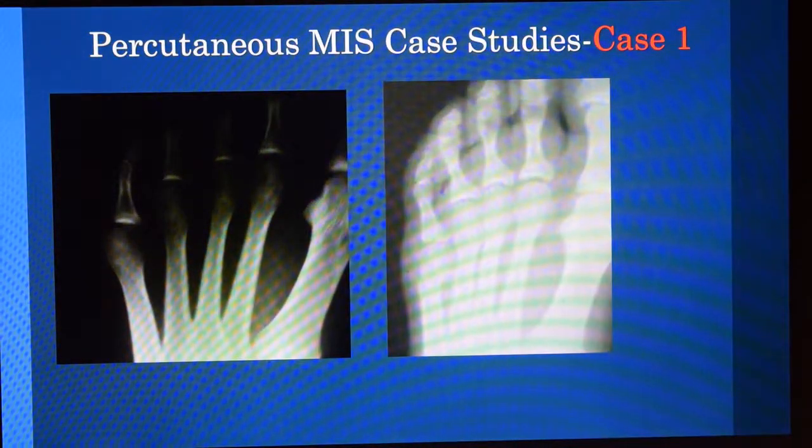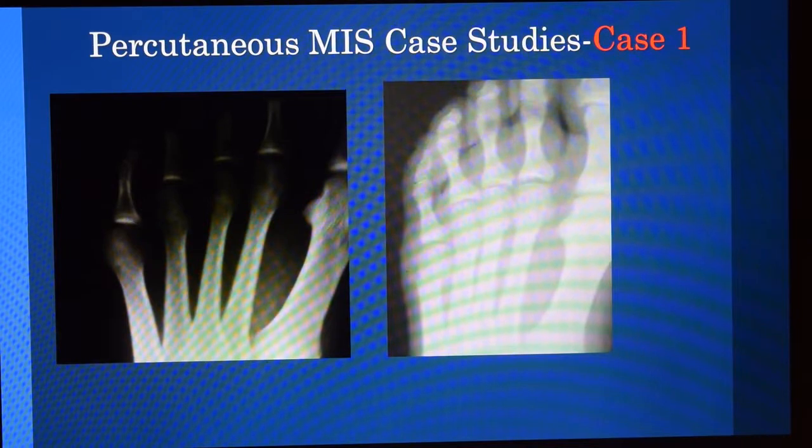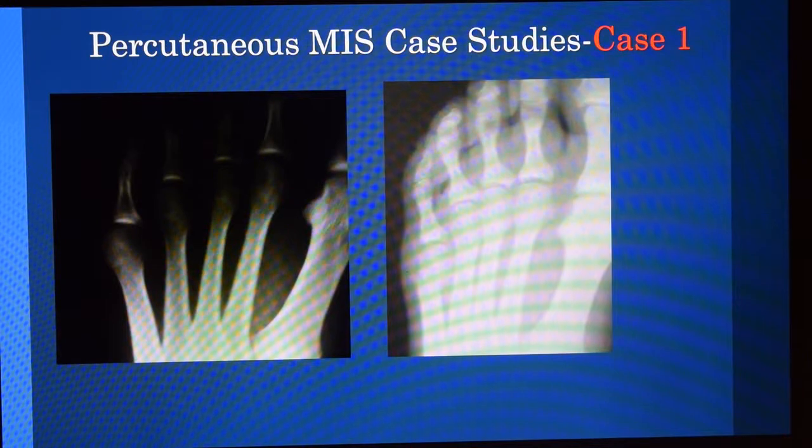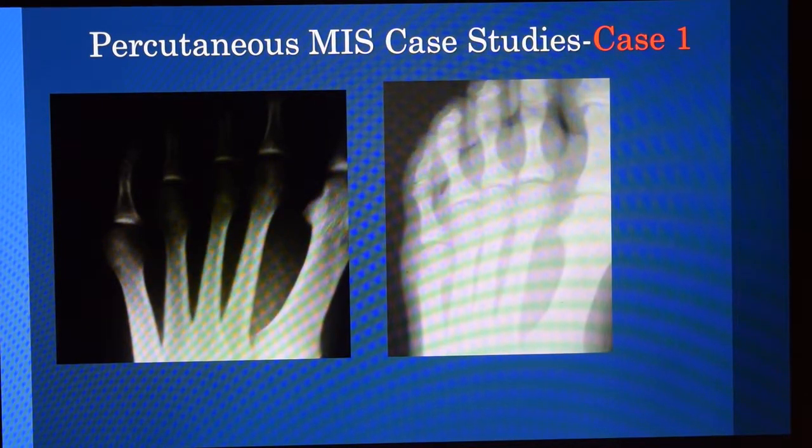So, let's look at a percutaneous case. This is case 1. This is a patient with an elevated IM angle, and she has a congruent first met, but it's a little deviated medially, fifth met. So we want to correct that fifth met and line that up too. With this patient, we did an osteotomy, made a little wedge on the medial side so we could correct our adductovarus of the toe.